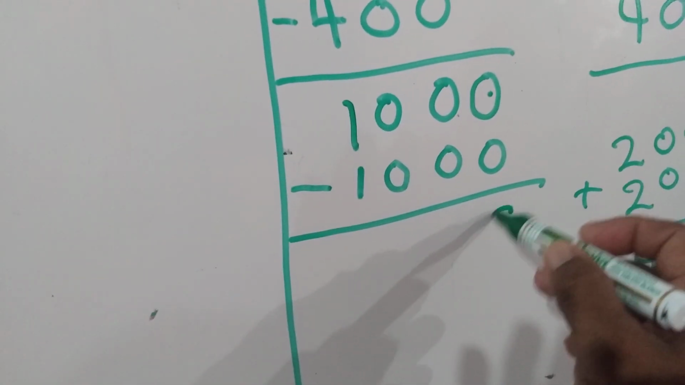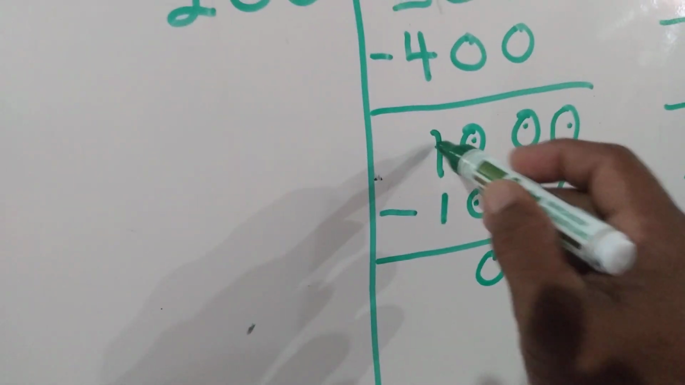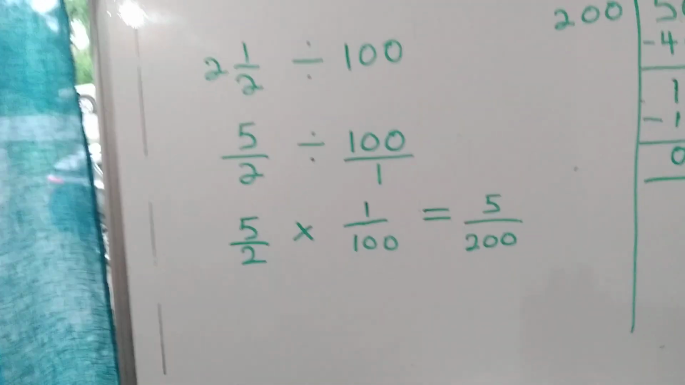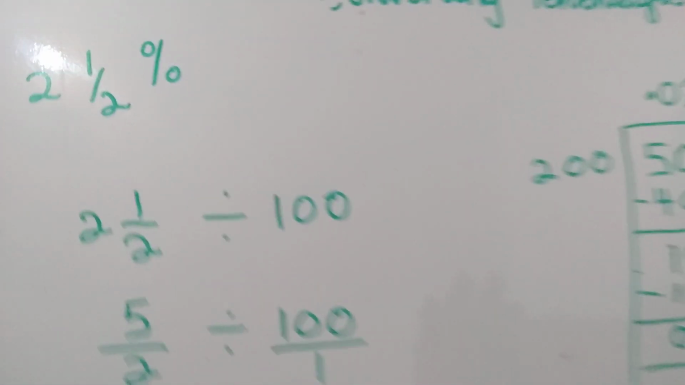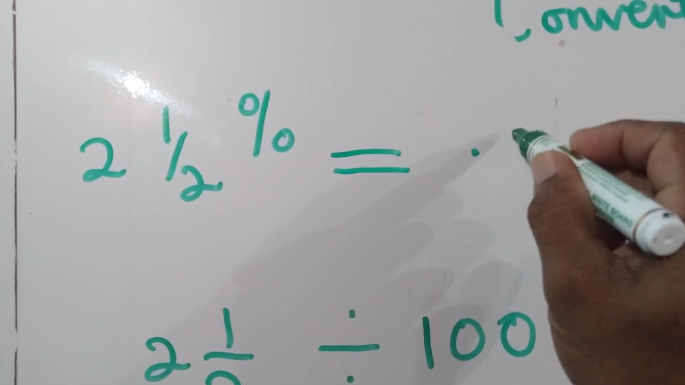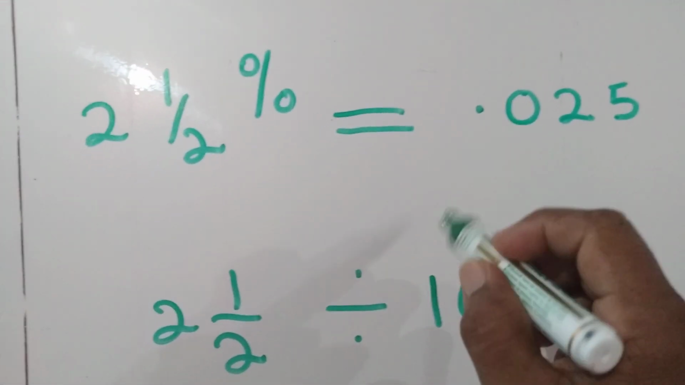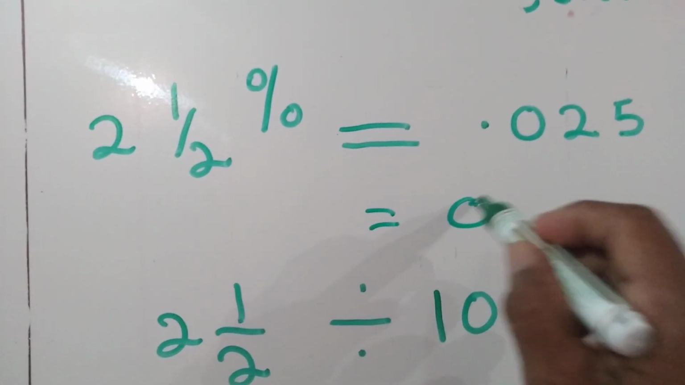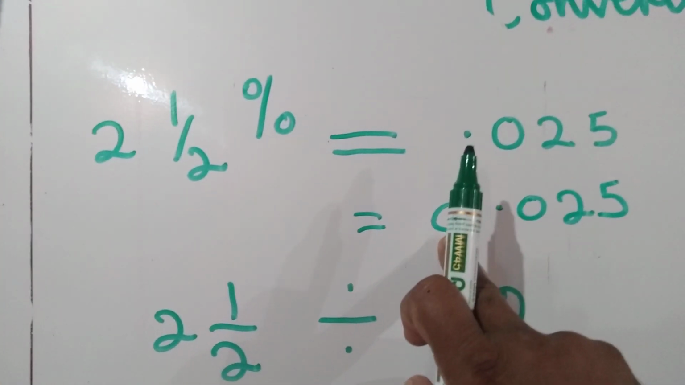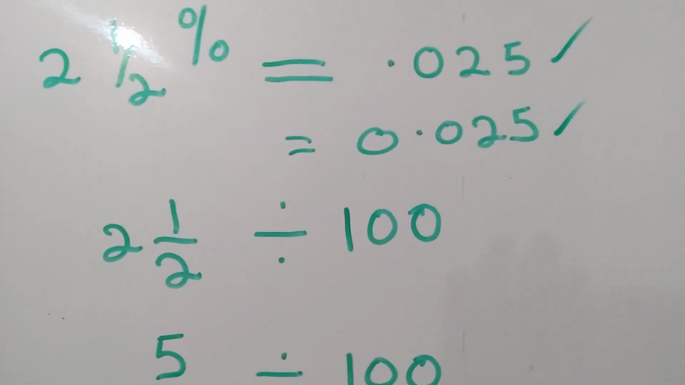0 take away 0, 0. 0 take away 0, 0. 0 take away 0, 0. 1 take away 1, 0. Your job is done. So it means that 2.5% when written as a decimal can be written as 0.025. You may also see it written as 0.025. This 0 does not change the value. It has no effect. So this way is good. This way is good. Right?